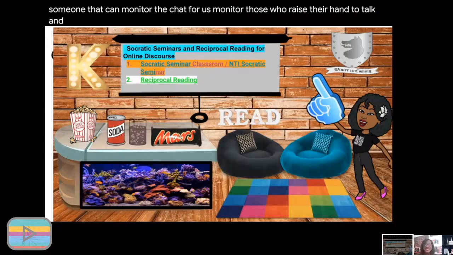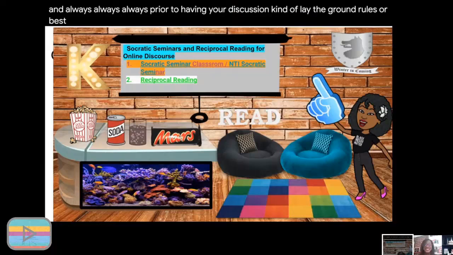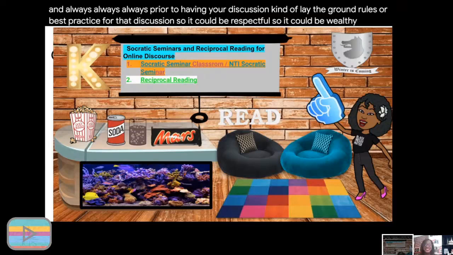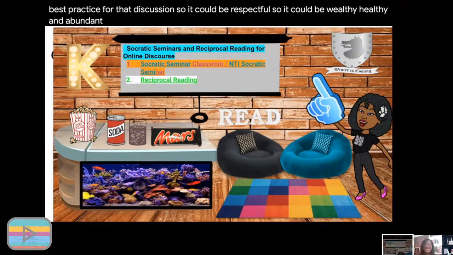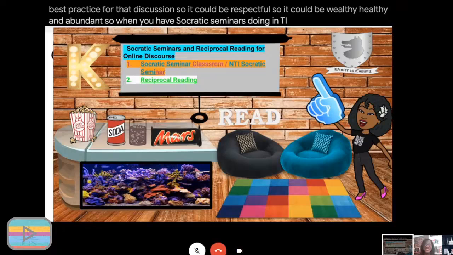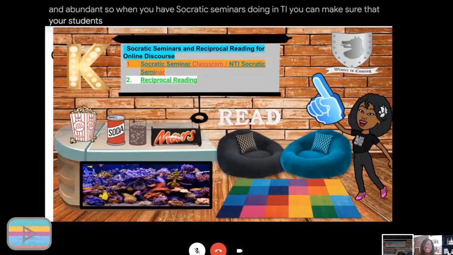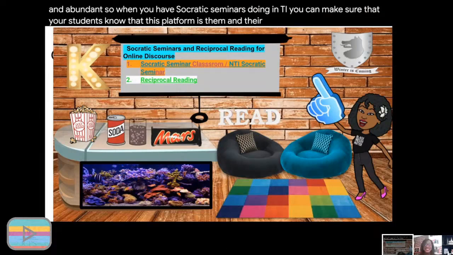And always, always, always prior to having your discussion, lay the ground rules or best practice for that discussion so it could be respectful, so it could be wealthy, healthy, and abundant. So when you have Socratic seminars during NTI, you can make sure that your students know that this platform is for them and their voice will be heard.